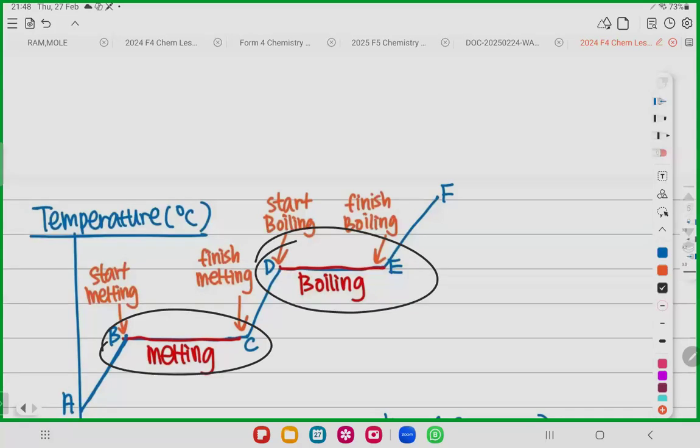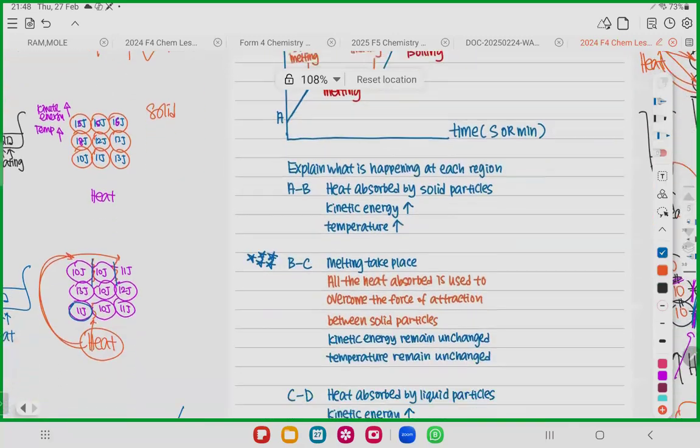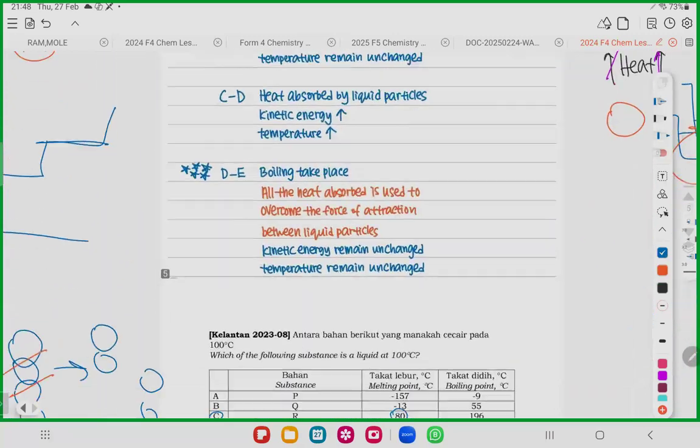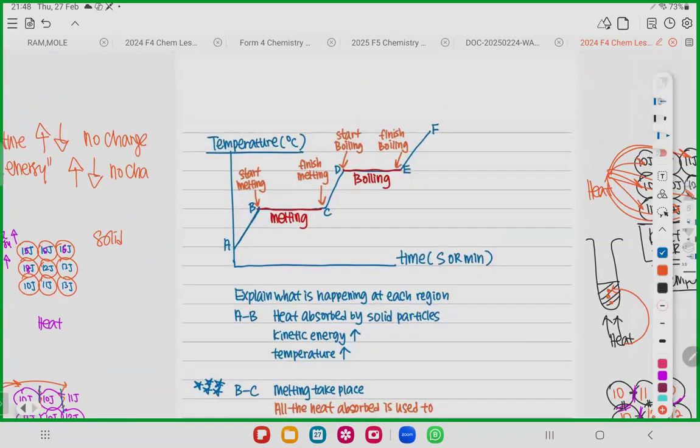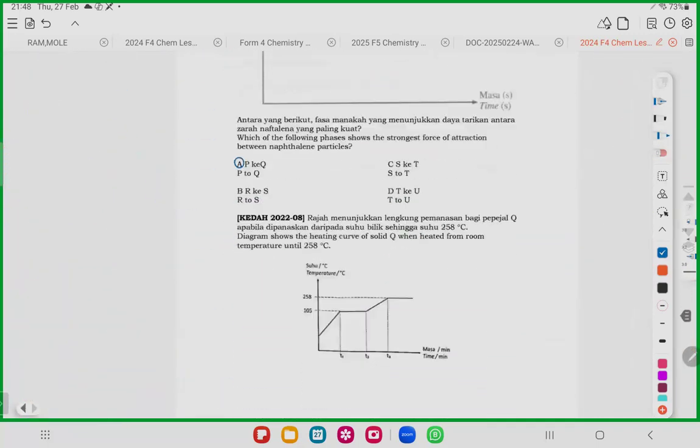Okay, so guys, now we are done with this. Let's do some exercise together. We are all done with the heating curve. I already finished what I need to teach you today. So for the next 10 to 20 minutes, let us do some exercise together, to check whether you really get the idea or not.